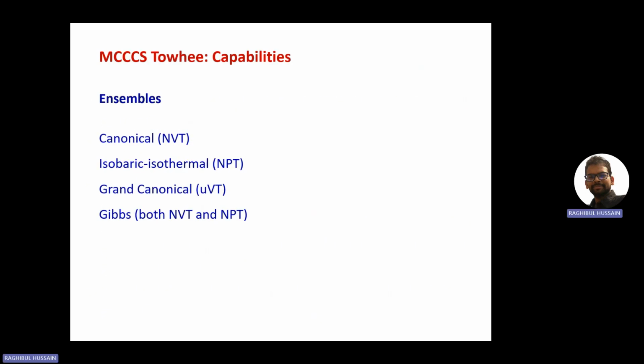Sir has already covered various ensembles which can be used for Monte Carlo simulations. Towhee has the capability of doing the simulation in four different ensembles: NPT, NVT, Gibbs ensemble, and grand canonical. For phase equilibria, we normally use the Gibbs ensemble. If you want to study phase equilibria, we will use the Gibbs ensemble. So these are the different ensemble capabilities available within Towhee.